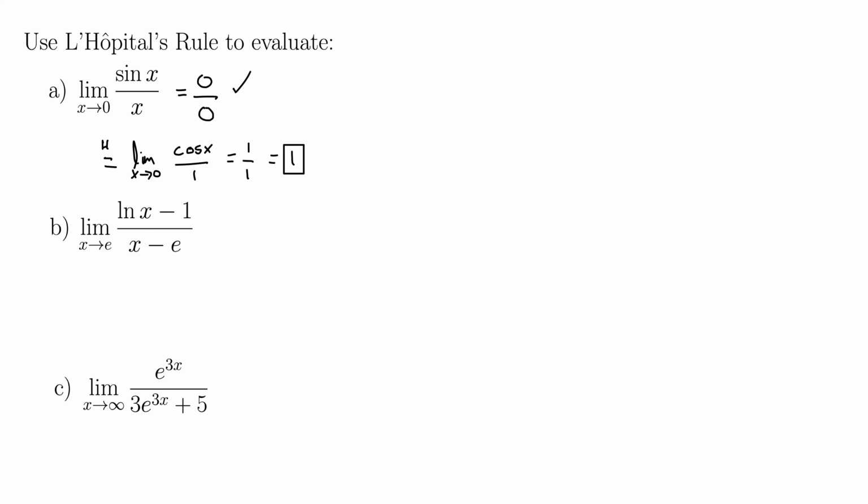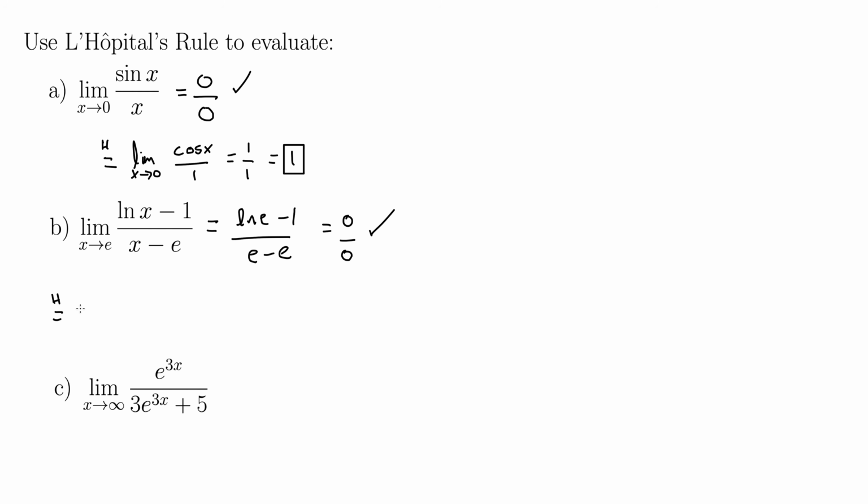Let's try part B. We have the limit as x goes to e of natural log x minus 1 over x minus e. If we straight plug in e for x, we get natural log of e minus 1 over e minus e. We'll recall that natural log of e is 1, so this is indeed 0 over 0. Well, that's bad news because it's an indeterminate form, but it's good news for us because it's exactly the form we need for L'Hopital's rule, and I can't stress enough how important it is to check that before proceeding with the rule.